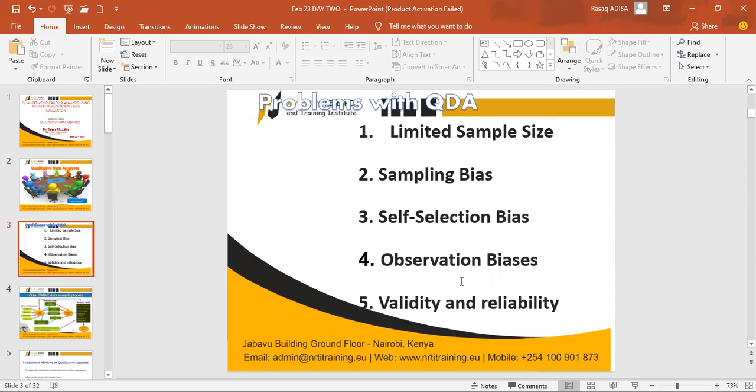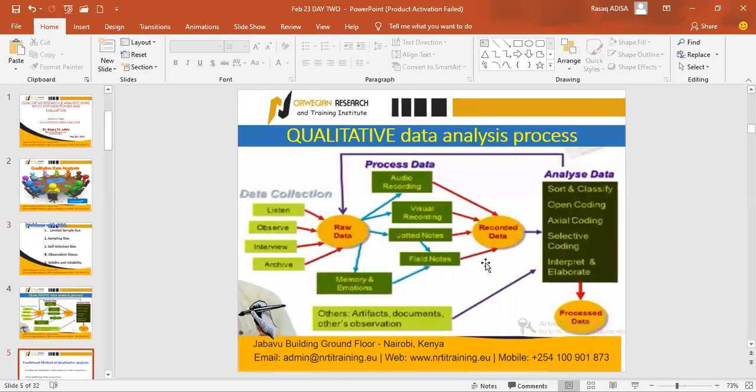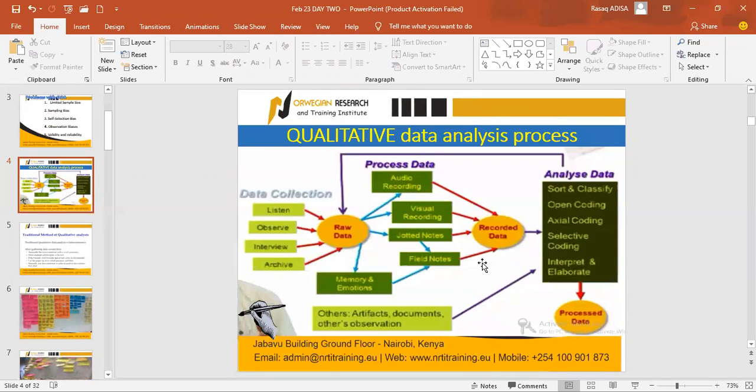Then validity and reliability, we talked about that yesterday. So now, going straight to the data analysis process.